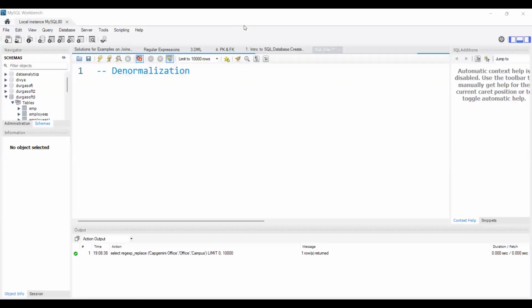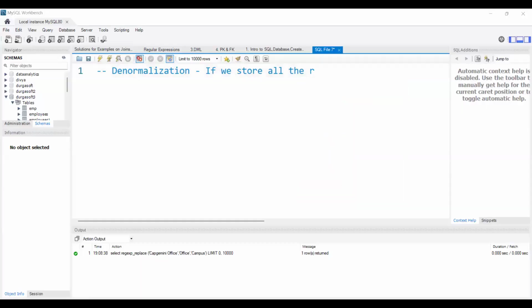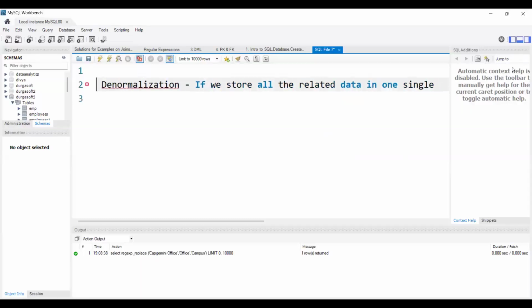Basically, denormalization means if we store all the related data in one single table, we can call it denormalized data.